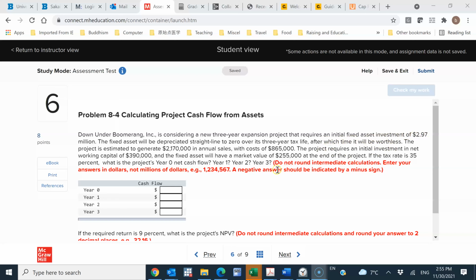After that, I just want to check the rounding requirement. Do not round intermediate calculations. Enter your answers in dollars, not in millions of dollars.